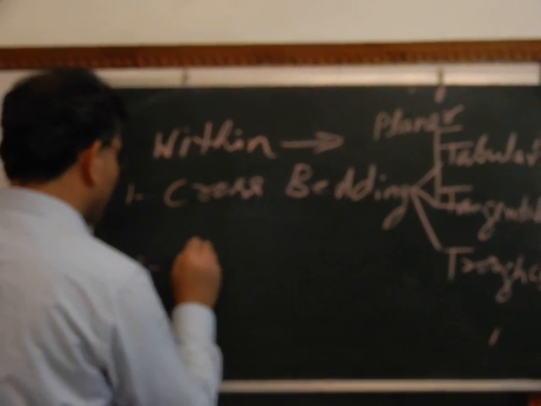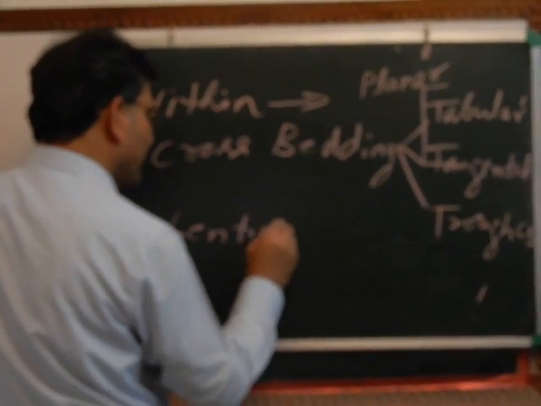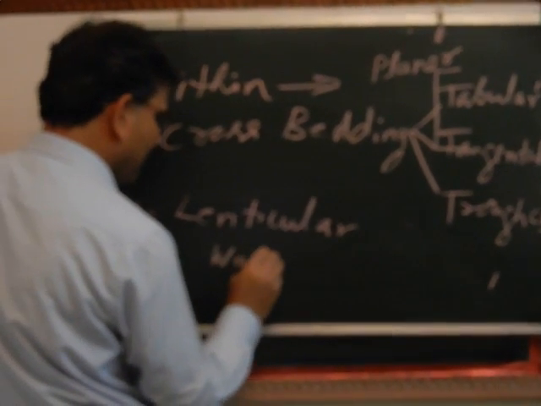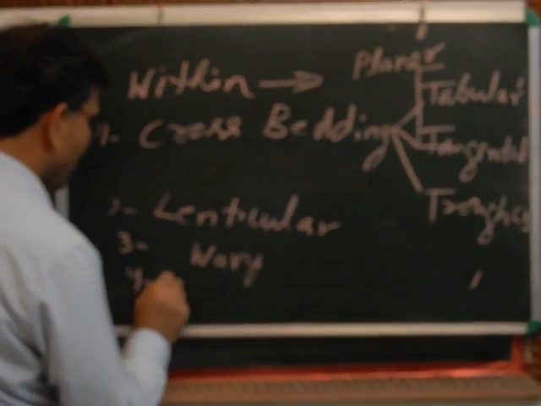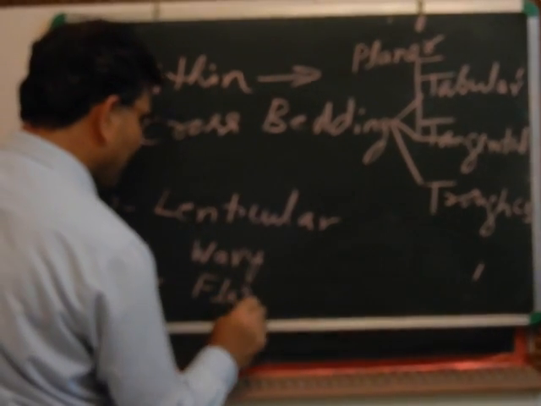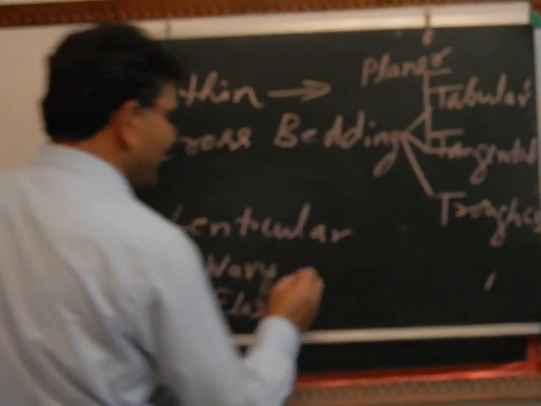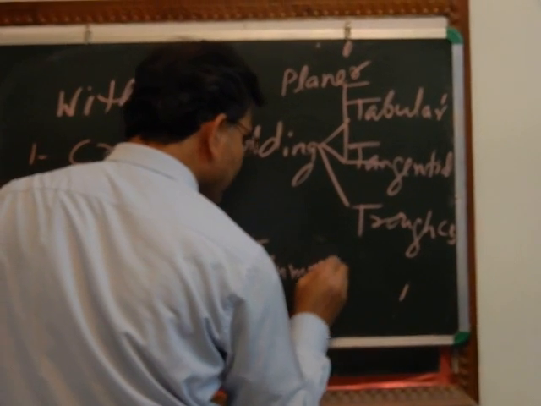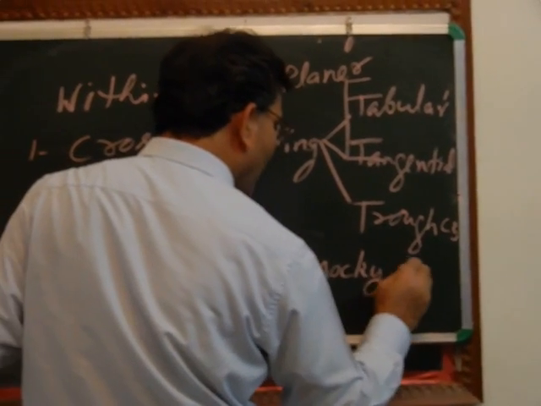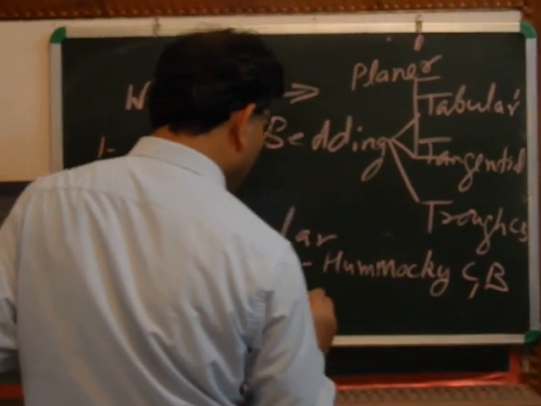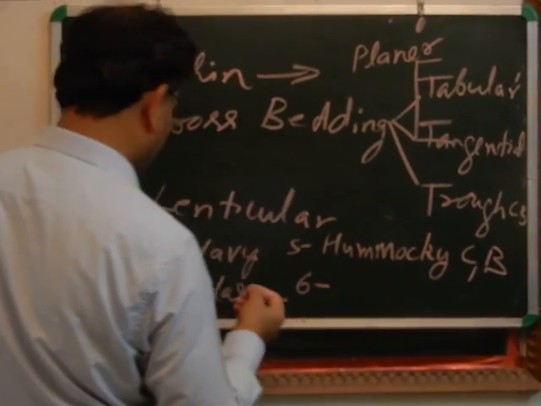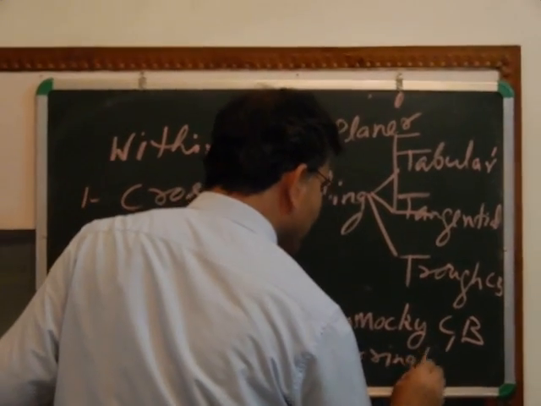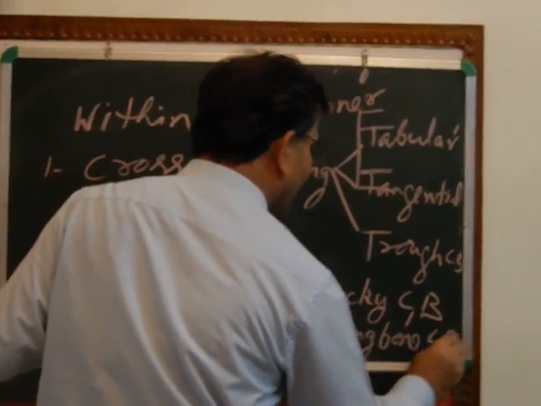Then second is the lenticular bedding. Third is the wavy bedding. Fourth is the flaser bedding. Then fifth is the hummocky cross bedding. Then sixth is the herringbone cross bedding.